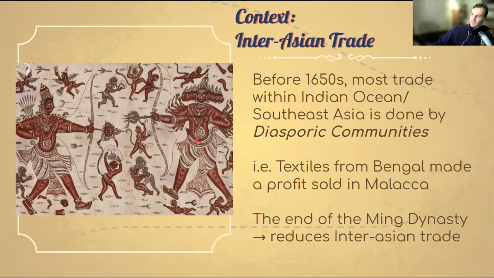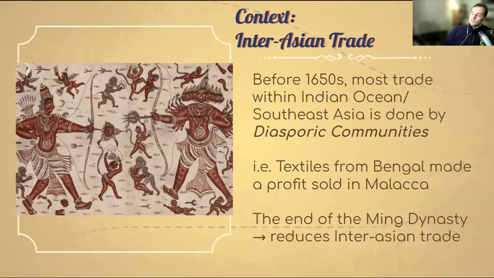The point is that even though by 1650 Europeans had been in Asian trade networks for about 150 years, they still weren't actually doing much of the trading. Most of the trading was still being done by diasporic communities, and that's going to shift a little bit, in part because the fall of the Ming Dynasty has such a reverberating effect that it's going to disrupt the entire trading system within East Asia, Southeast Asia, and South Asia.